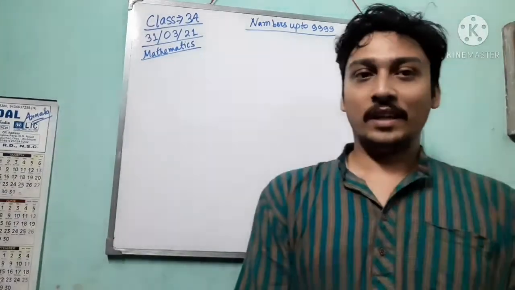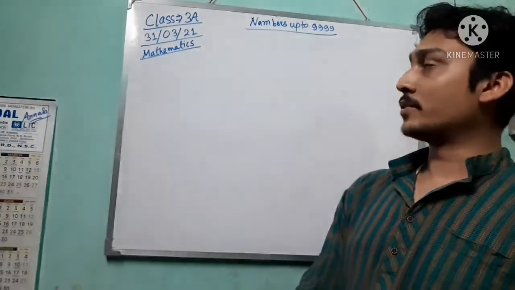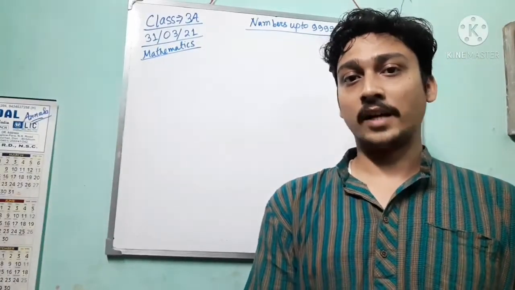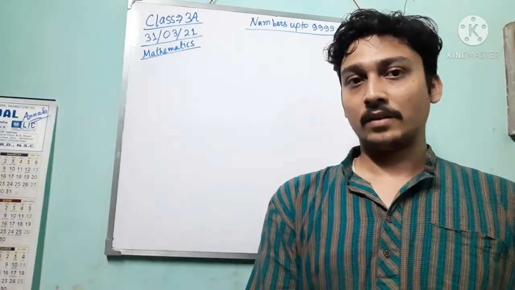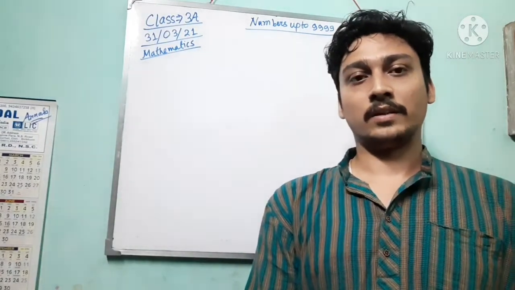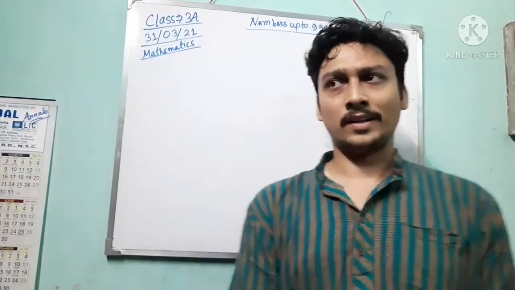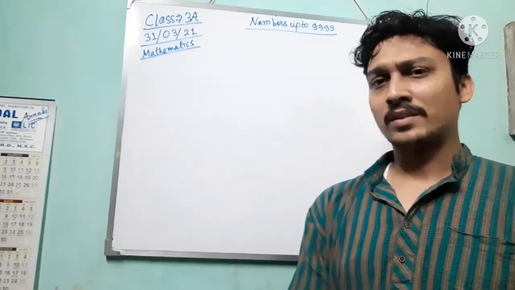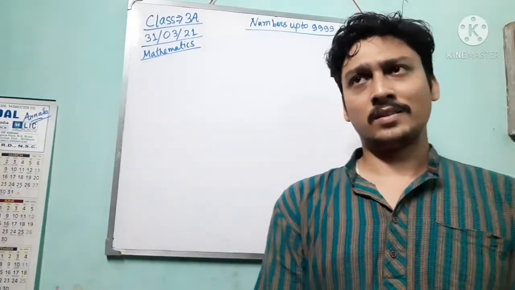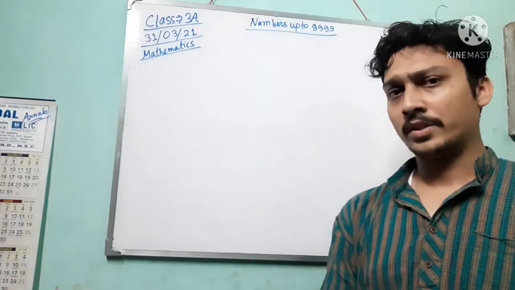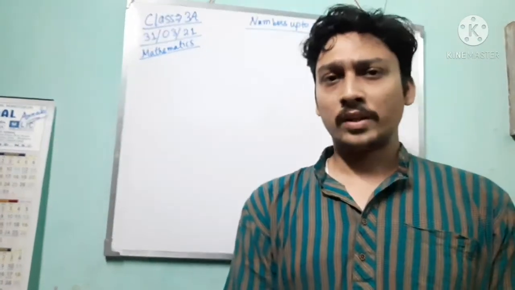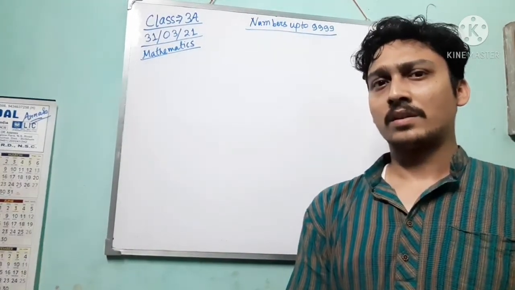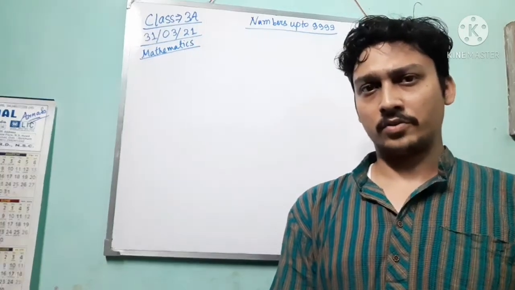We have been studying the first chapter named numbers up to 9999. We discussed in the last video of the last chapters 4-digit numbers: what is the characteristic, what is the highest or largest 4-digit number, what is the smallest 4-digit number, their number names, and how to express them in an abacus, etc.